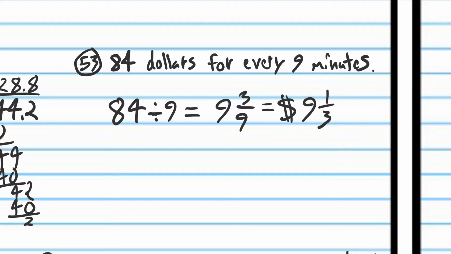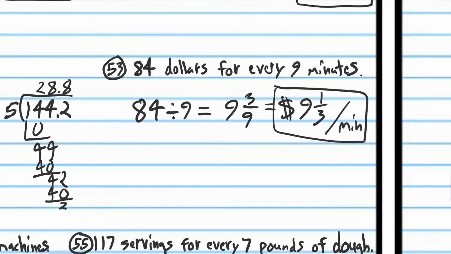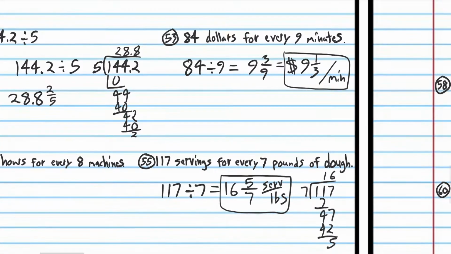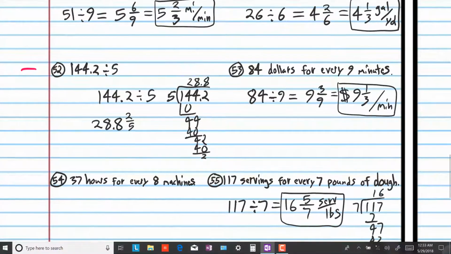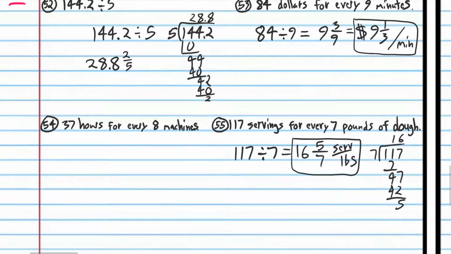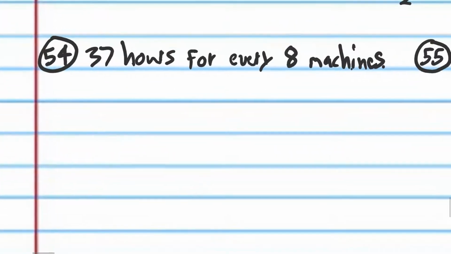9 1/3 dollars per minute. Maybe that's how much it costs to call long distance or something. Now, of course, there's no such thing as 1/3 of a dollar in terms of our money system, but you get the point. So if you got 9 1/3 dollars per minute, good job. Try number 54, and when you come back, we'll do it together.